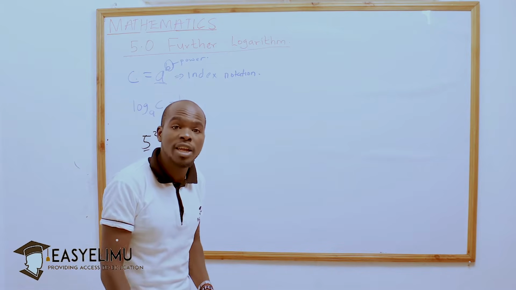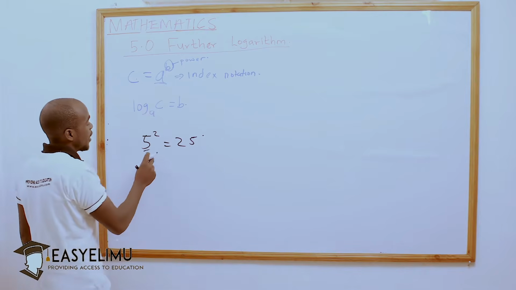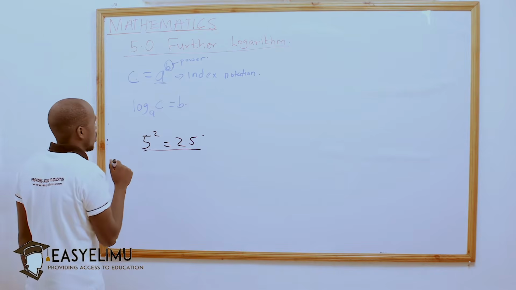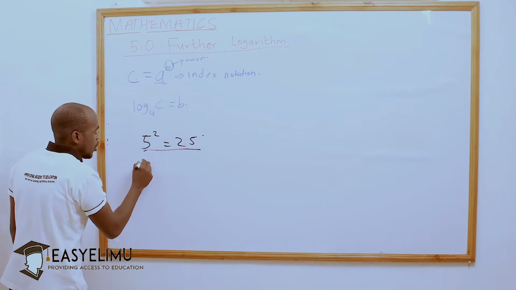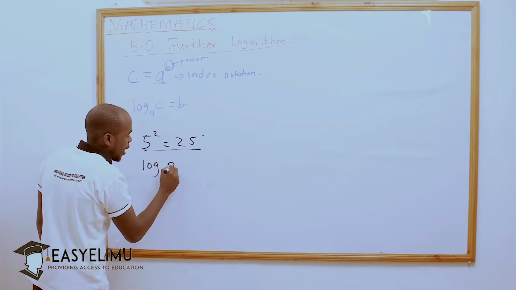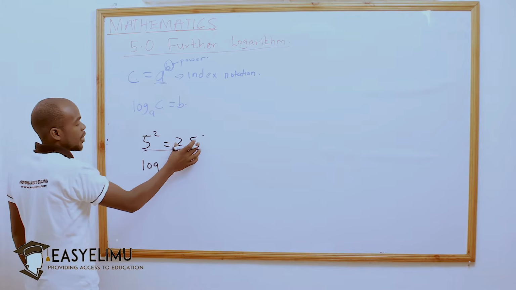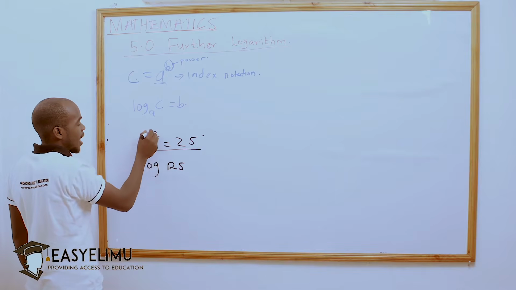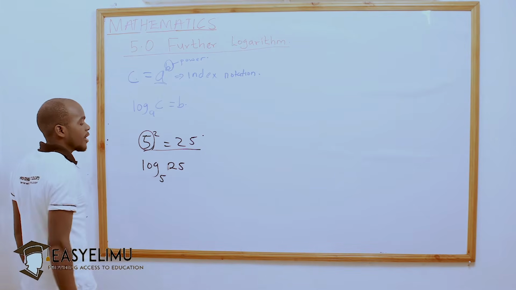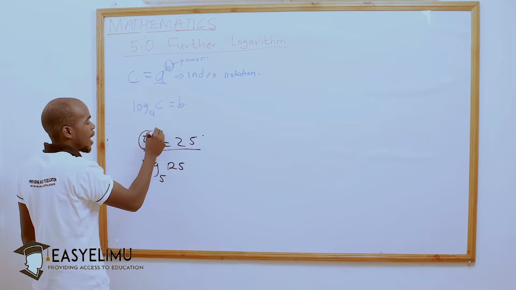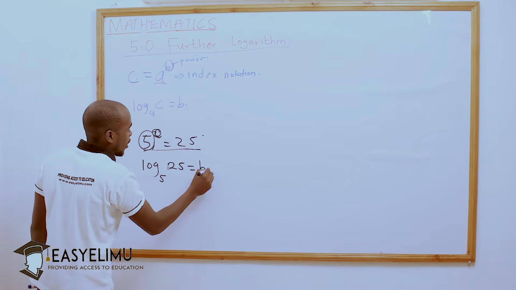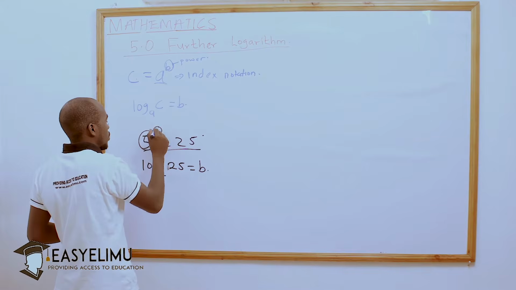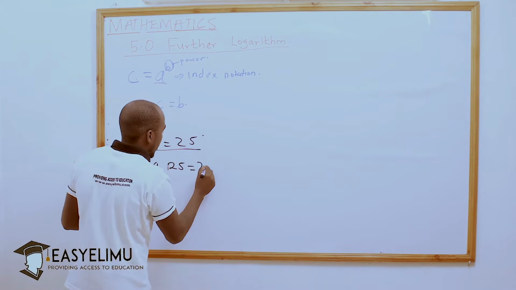This number can also be written in logarithmic notation. This one is in index notation. If written in logarithmic notation, you are going to have log of 25. We take what we have as the answer, then whatever is the base remains the base of our logarithm, and then what we have as the power becomes the answer of our logarithm. For this case here, our power was 2, so that 2 becomes our answer for the logarithm.